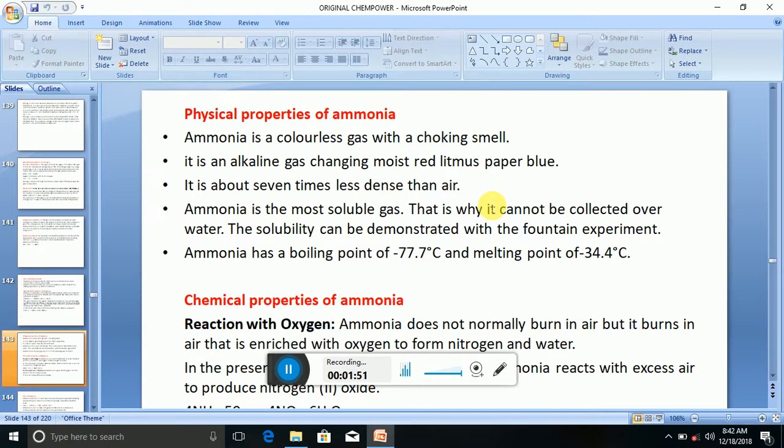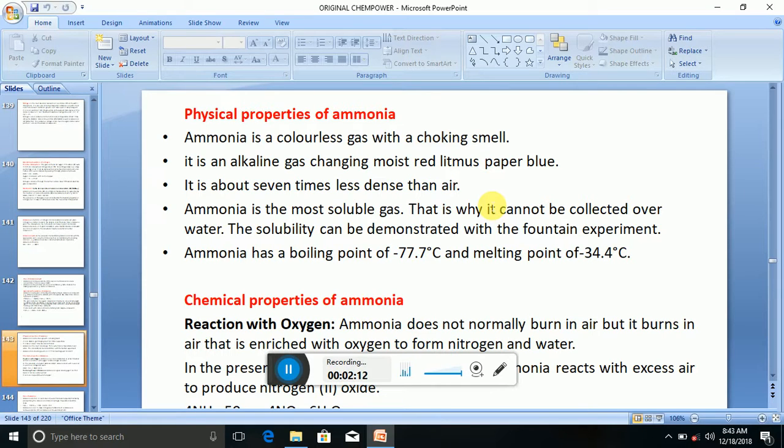The solubility can be demonstrated with the fountain experiment. Ammonia has a boiling point of minus 33.4 degrees Celsius and a melting point of minus 77.7 degrees Celsius.